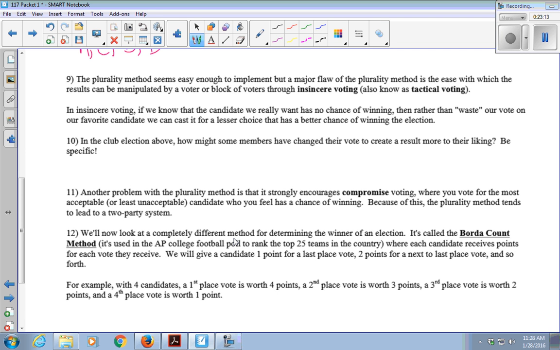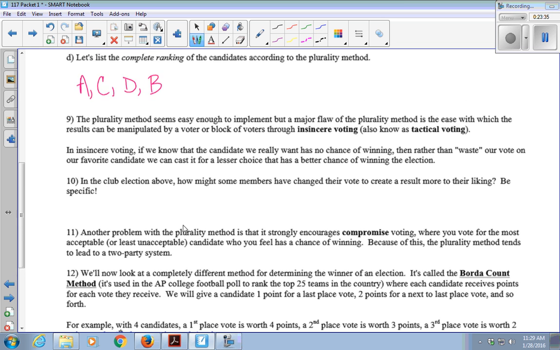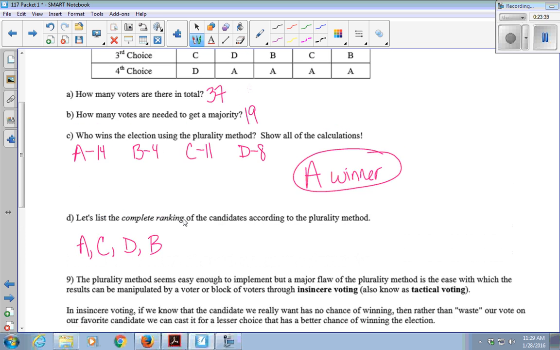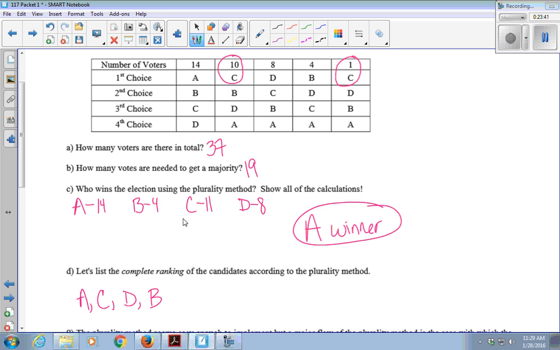The 2000 election, yeah. Nader and Gore, is that what you're referring to? Yeah. A lot of people really liked Ralph Nader, but he has no chance of winning the election, so you vote for Al Gore. He's got a better chance of winning. All right, let's look at the math club election. Okay. How might some members have changed their vote to create a result more to their liking?